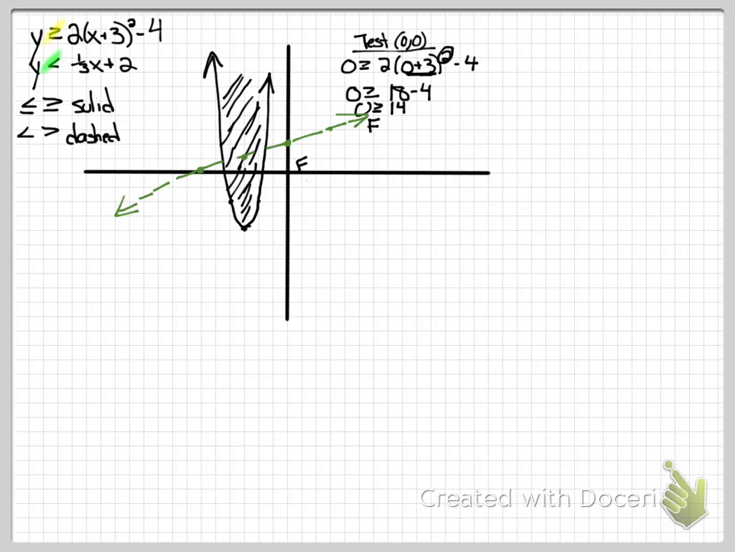So here's my line. The y-intercept was 2 and the slope was up 3 over 1. Then again, I need to test a point. Because 0 is not on the line, I'm allowed to test 0 again.